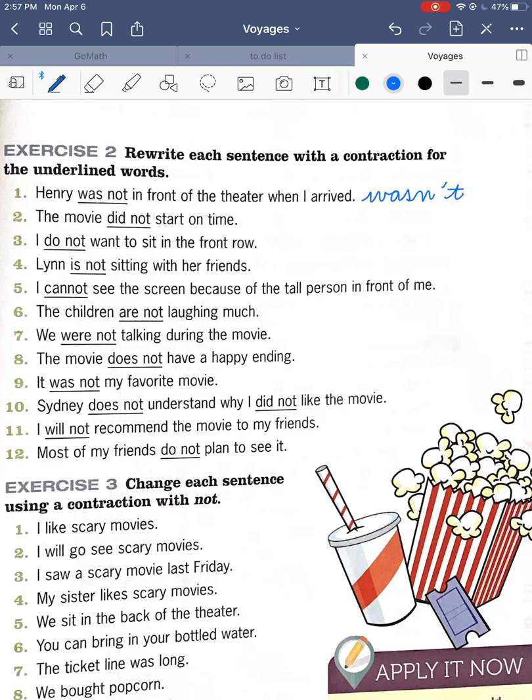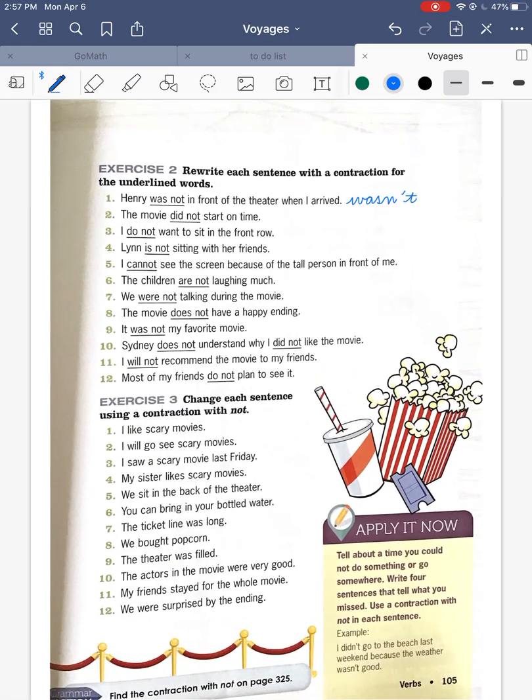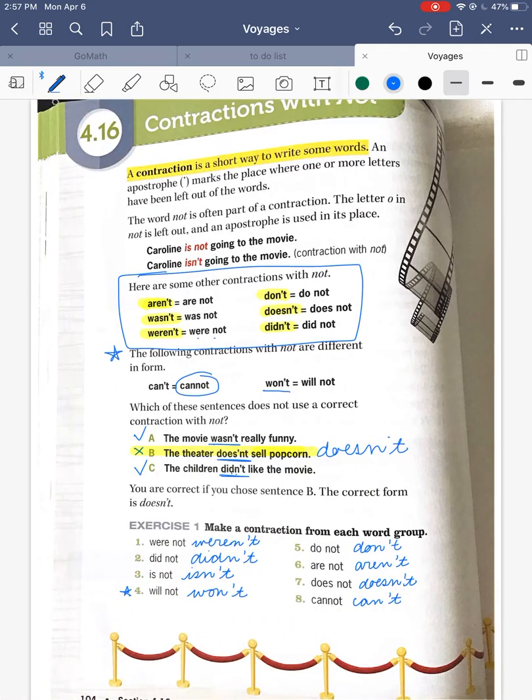Double check it by putting it in the sentence. So Henry wasn't in front of the theater when I arrived. So it makes sense. Double check your spelling on the other page, or when you're writing them in your notebook, double check with the chart.